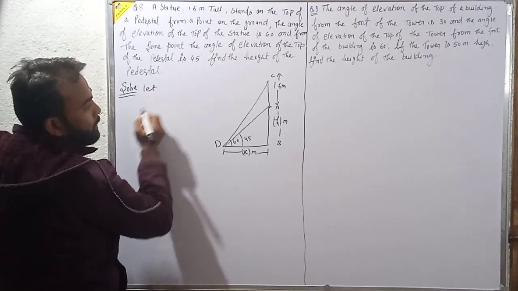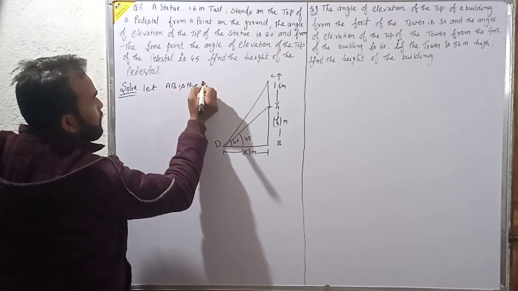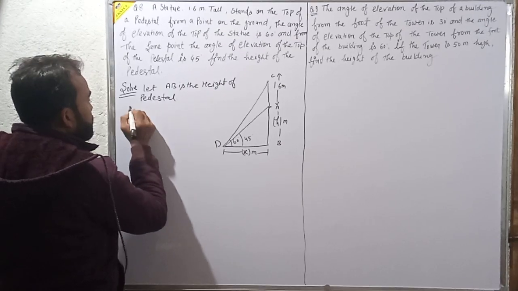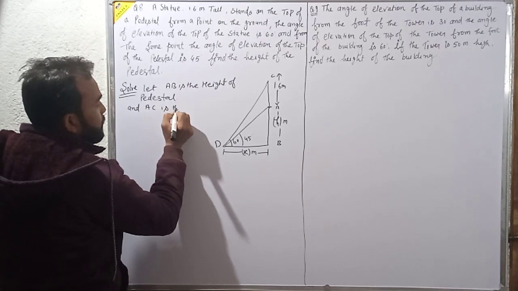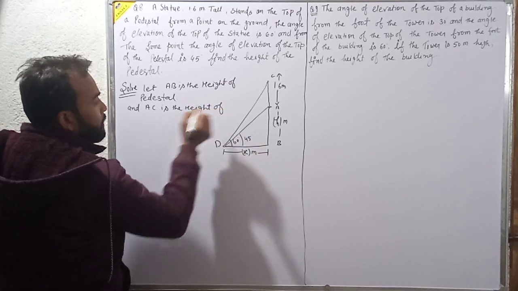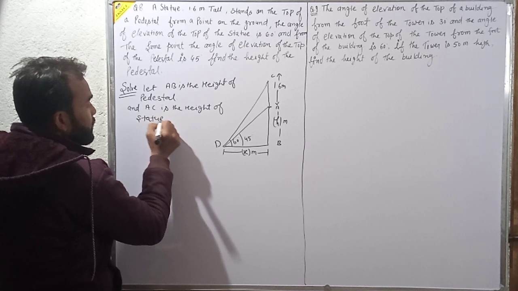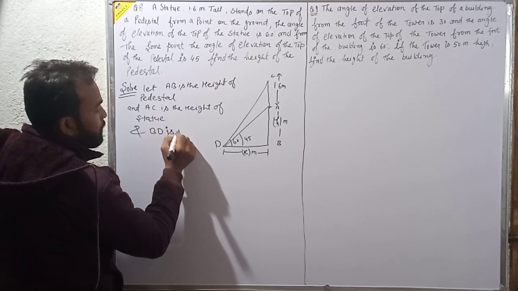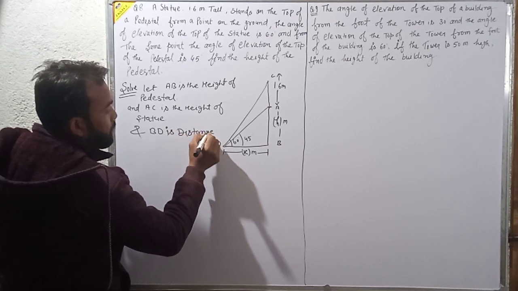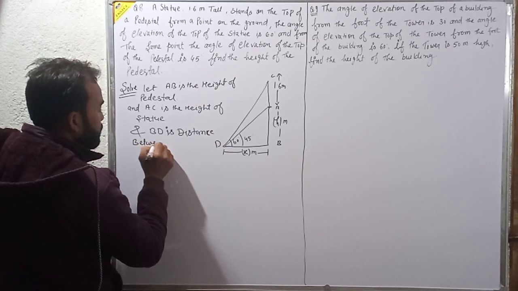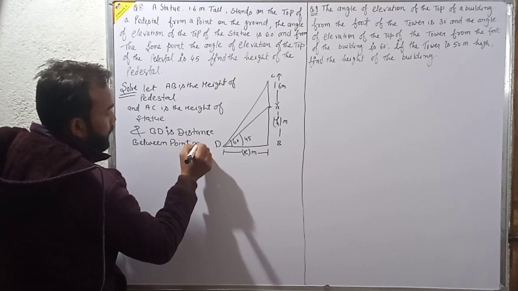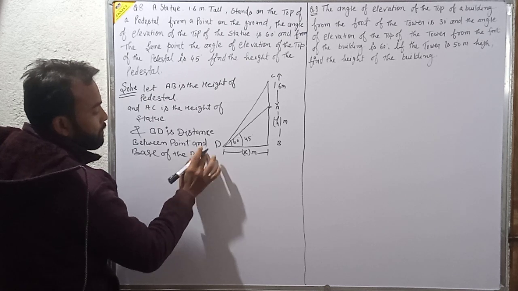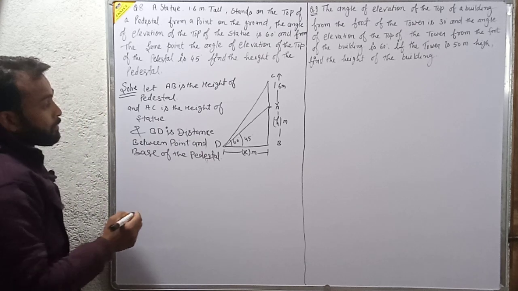Now let AB is the height of the pedestal, and AC is the height of the statue, and BD is the distance between the point and the base of the pedestal. Clear?